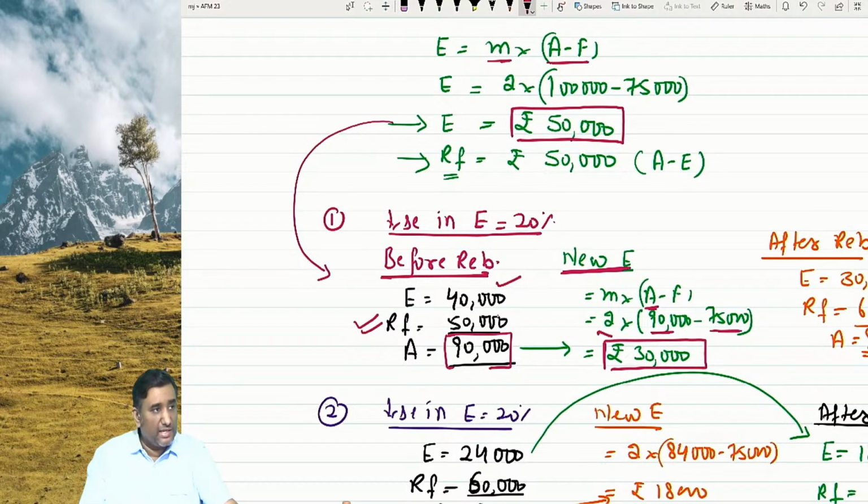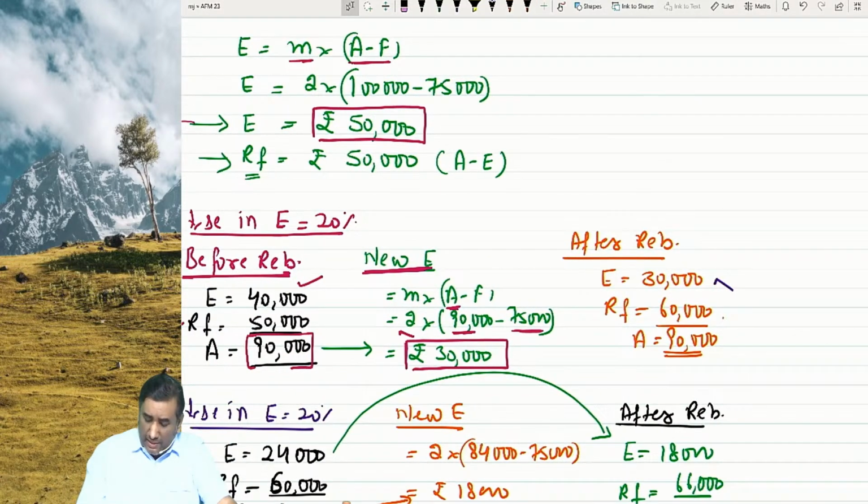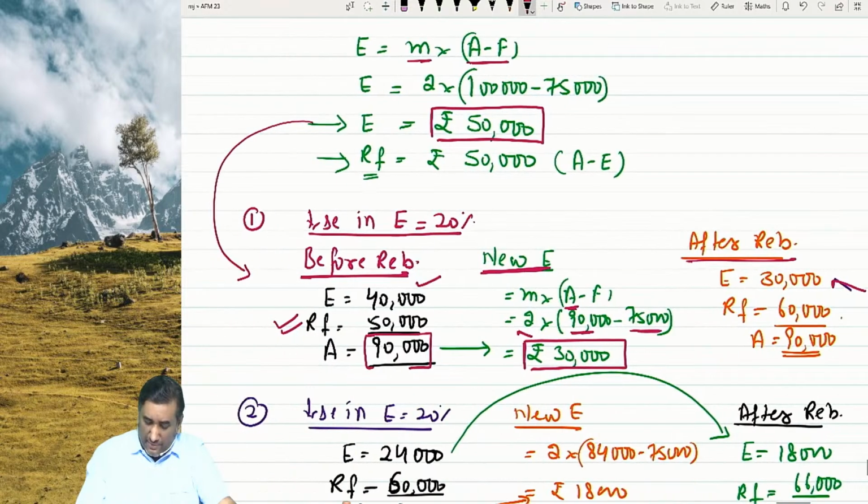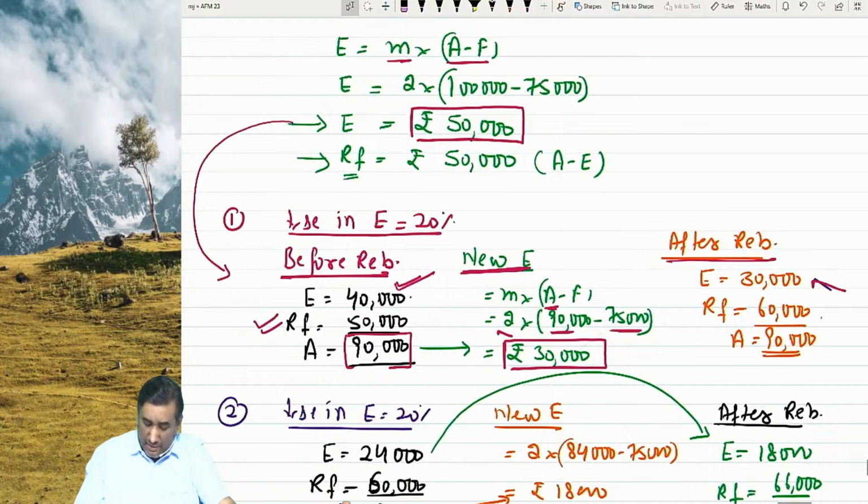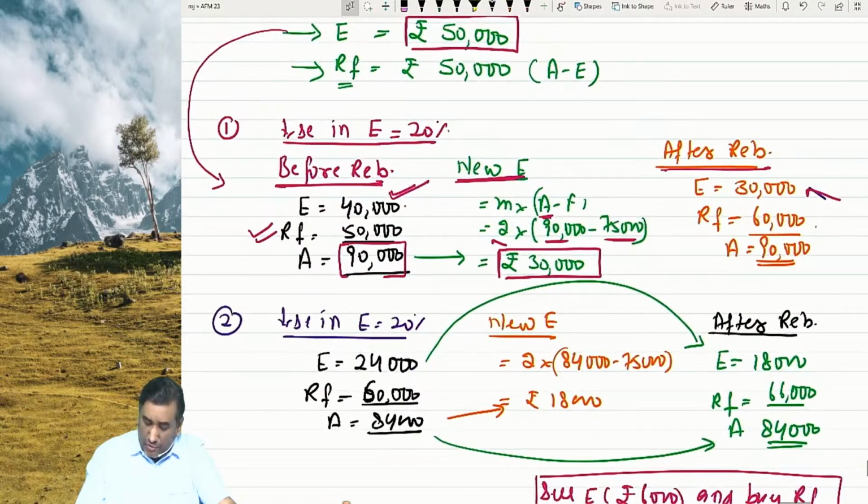It means in this case, in the falling market, money is moving from equity to risk free because he wants to safeguard his value. He does not want the market to keep falling and his equity value to become 0. So he wants to safeguard himself. Accordingly, he moves his value from equity to the risk free. After rebalancing, the equity is 30,000, whereas before rebalancing it was 40,000. So 10,000 will move to the risk free.